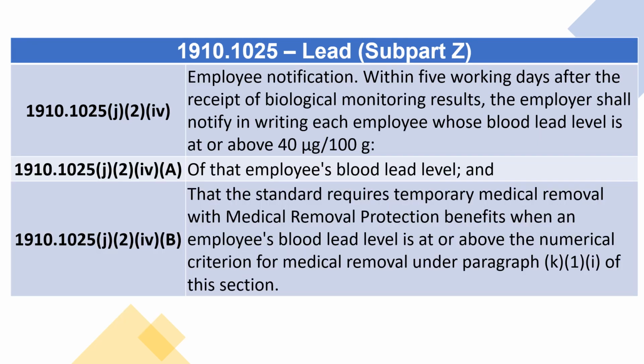1910.1025(j)(2)(iv) Employee notification. Within 5 working days after the receipt of biological monitoring results, the employer shall notify in writing each employee whose blood lead level is at or above 40 µg/100 g. 1910.1025(j)(2)(iv)(A) and (B): of that employee's blood lead level, and that the standard requires temporary medical removal with medical removal protection benefits when an employee's blood lead level is at or above the numerical criterion for medical removal under paragraph (k)(1)(i) of this section.